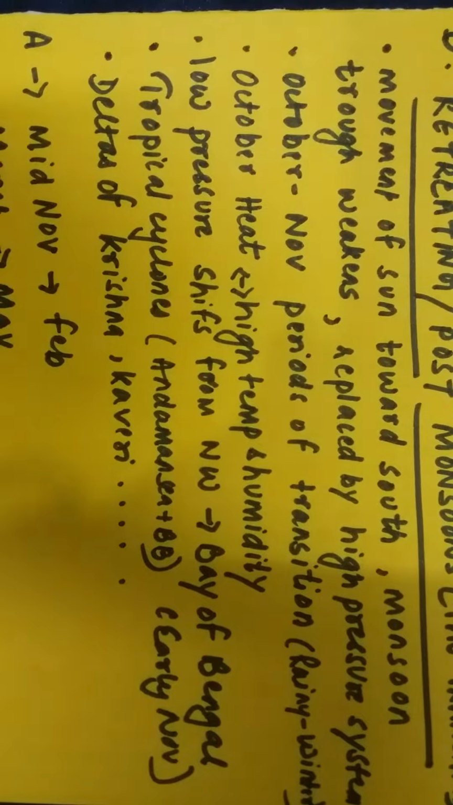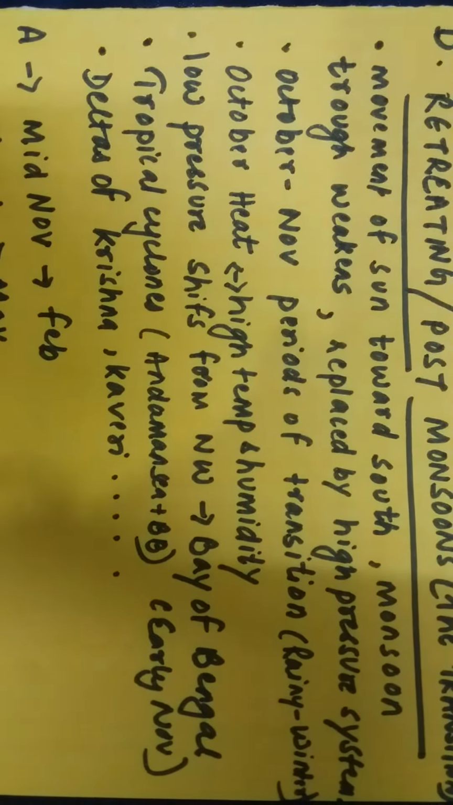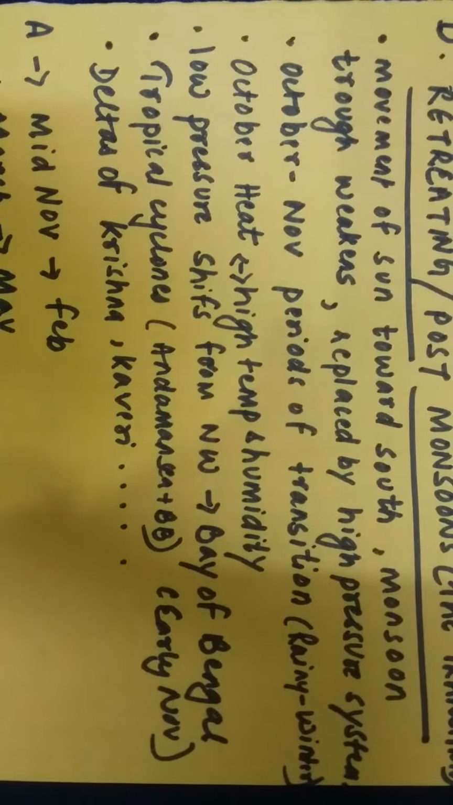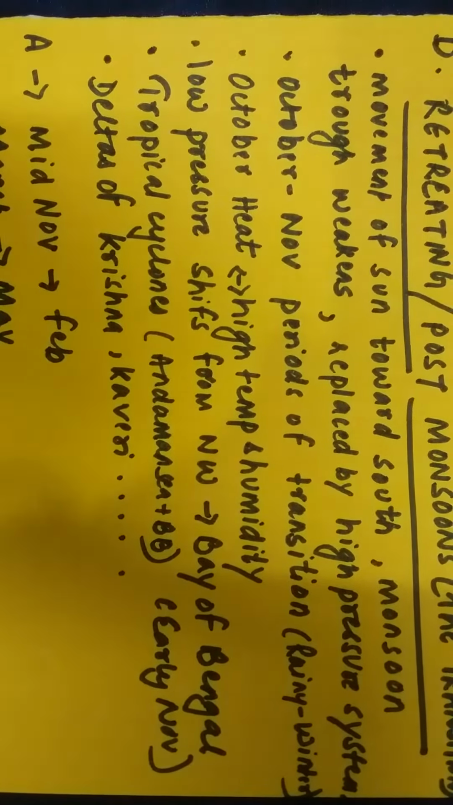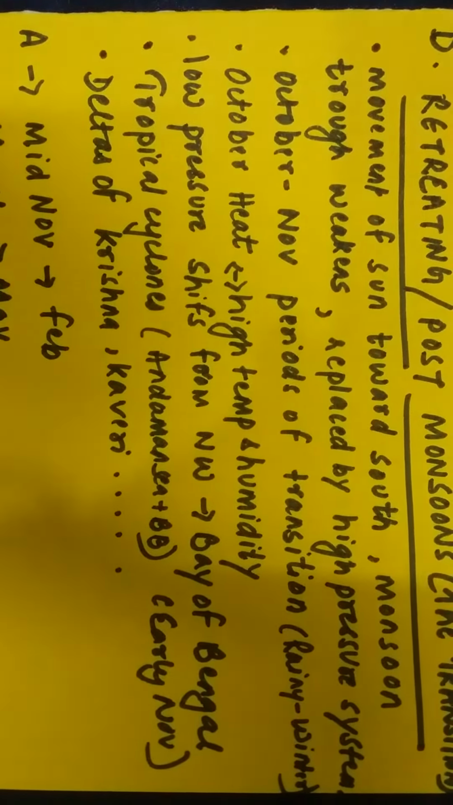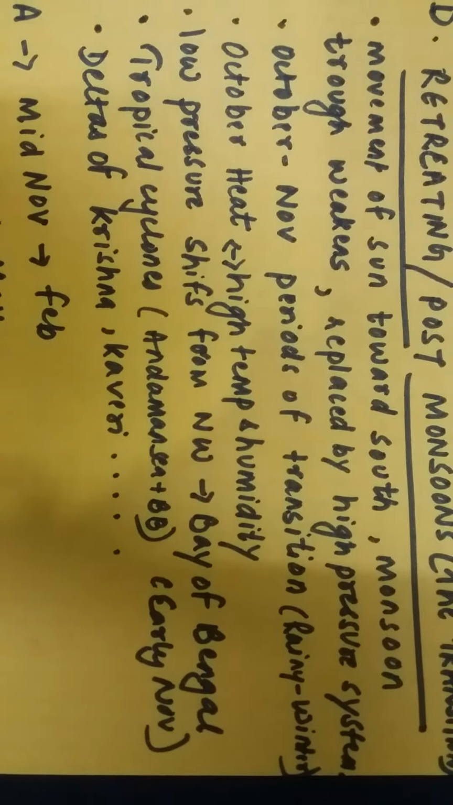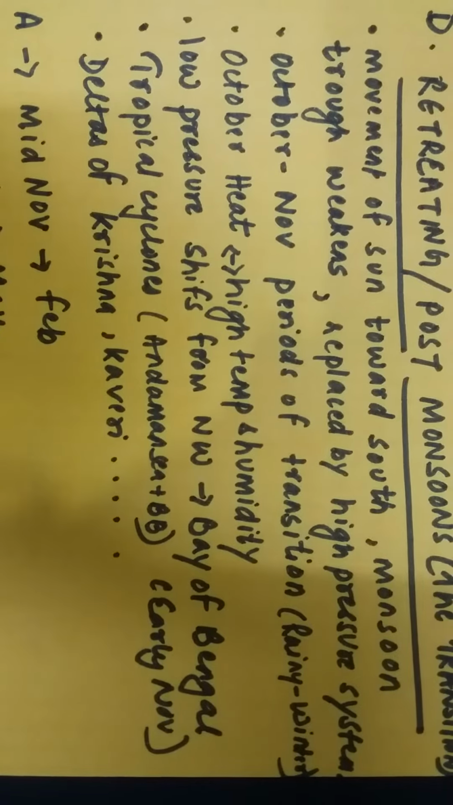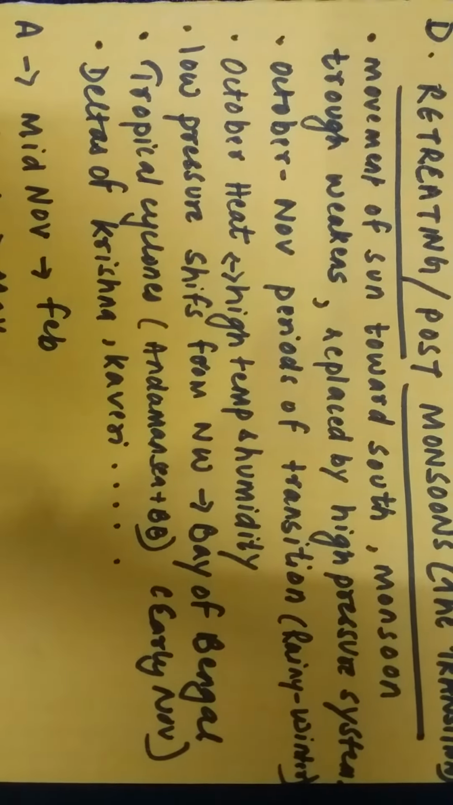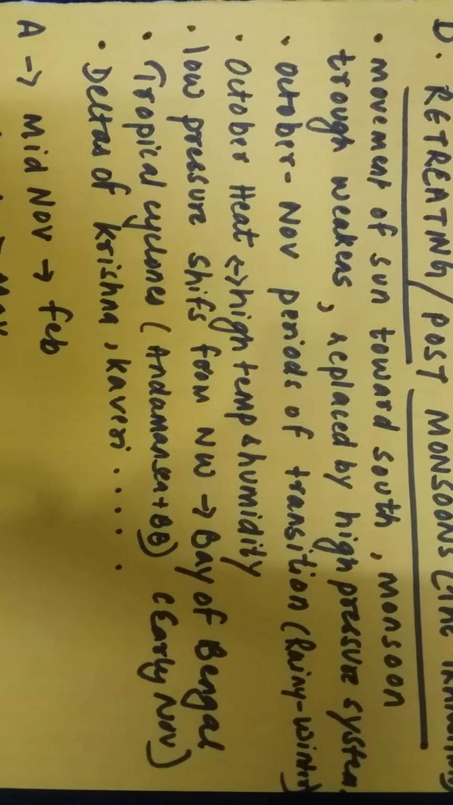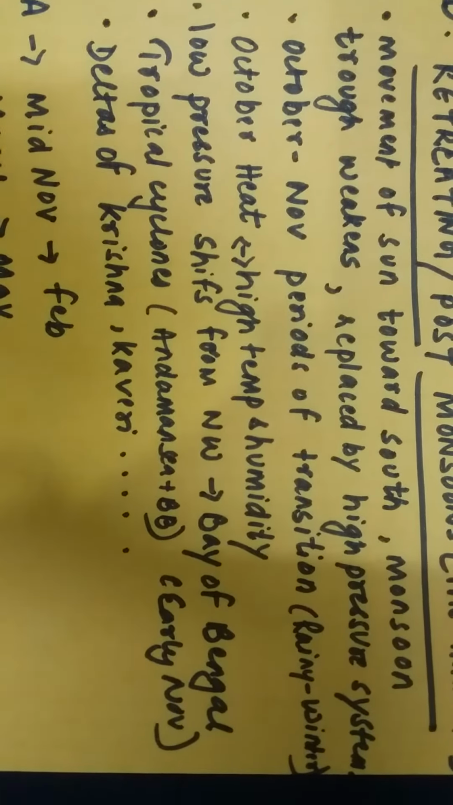At this point, one important concept that you need to remember is the October heat. Why it is called October heat, and it causes a lot of uneasiness and health problems, because suddenly the temperature is very high and there is a high level of humidity, which people find it difficult to accept after such pleasant monsoons. So October heat is a devastating condition.